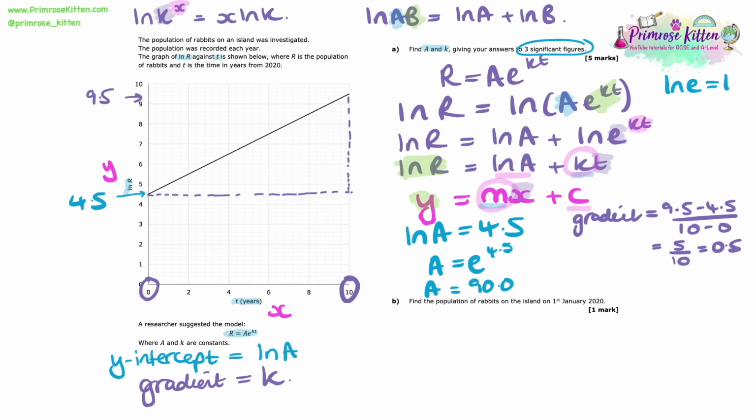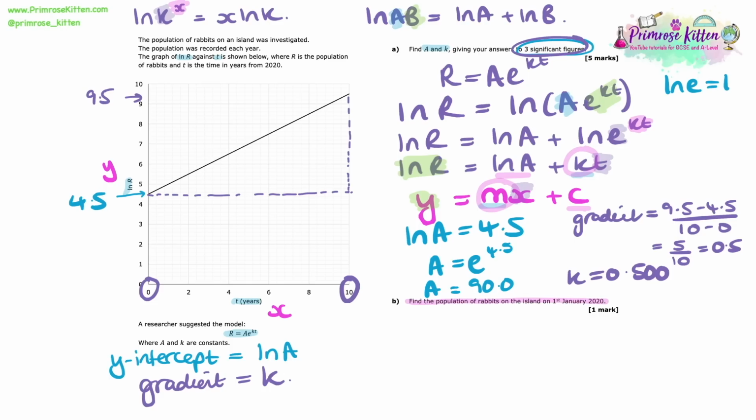But because we need it to 3 significant figures, let's write it as a decimal and add in those extra significant figures. So we're going to call k equal to 0.500. We're not just going to leave it at 0.5. Perfect, so there we go. So there's our A and our K.